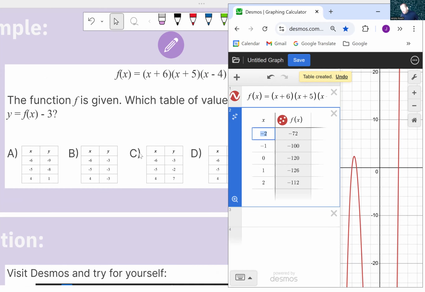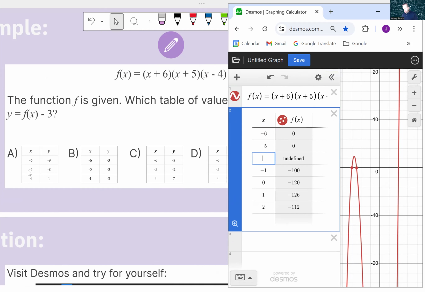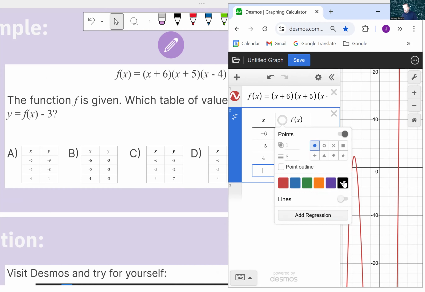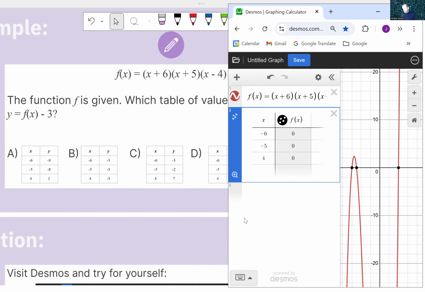Now it looks like our x values for our answer choices are all the same, thankfully. So it wants to know x is -6, x is -5, and x is +4. Okay. I'm going to delete the rest of these. And that's the information that we have so far. You can also change the color of this. You can click and hold, and you can change the color. You can make them different icons if you want to label lots of different things at once. There's other neat things that you can do on here.